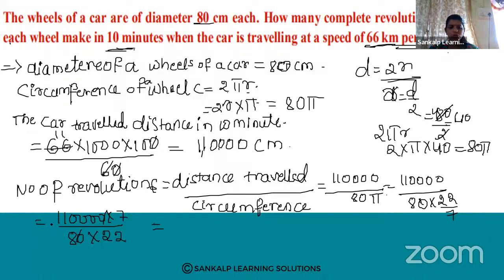Yes, when you do the calculation of these numbers, finally you will get 437.5. 437.5. So if you want to remove this point, I need to multiply by 10. Then I will get 4,375. So this is the number of revolutions. Okay.